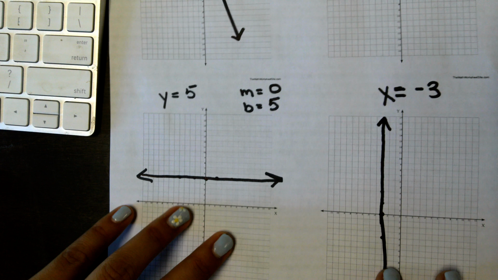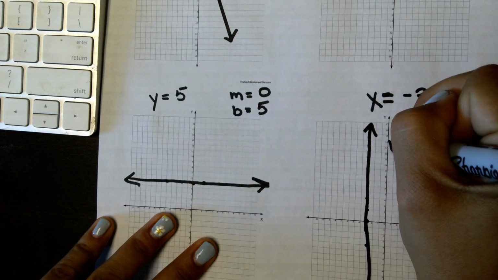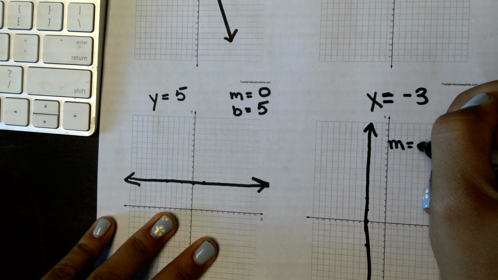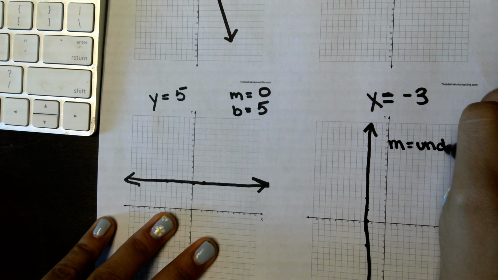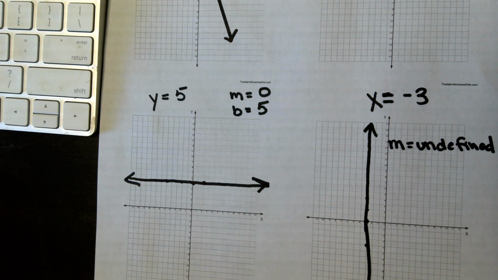And if we're asked what the slope was, we would say that this slope, m, is undefined, and it just doesn't have a y-intercept. It never crosses the y-axis.